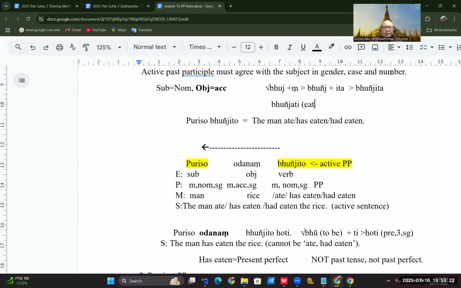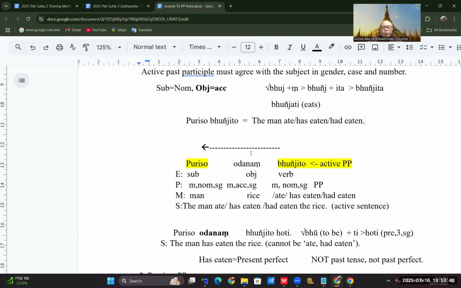Bhunjati means eats. So it's also the same root. So you have this bhuj plus ita, bhunjita. So bhunjita becomes bhunjito. So Puriso bhunjito. The man had eaten. It's not a problem yet.